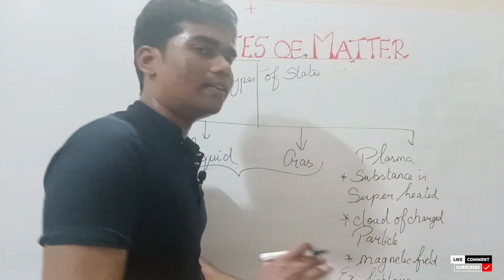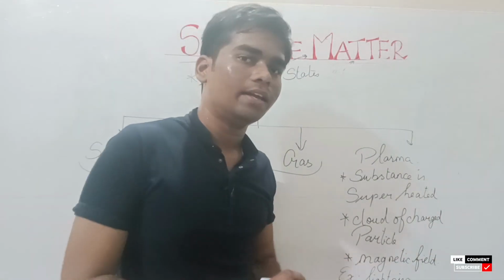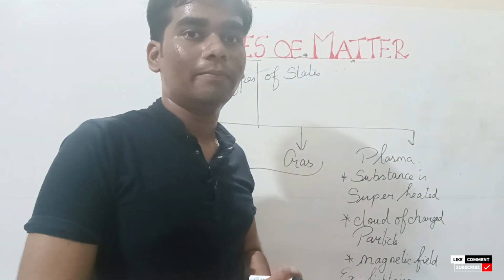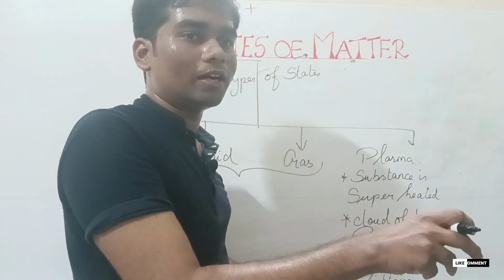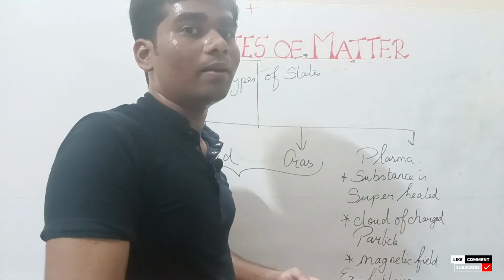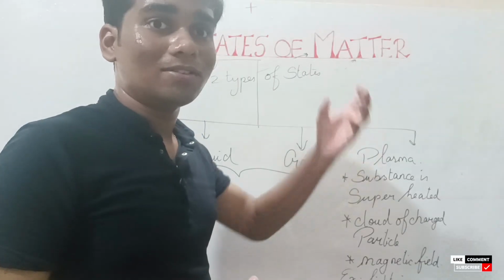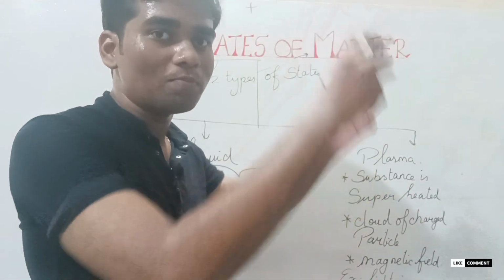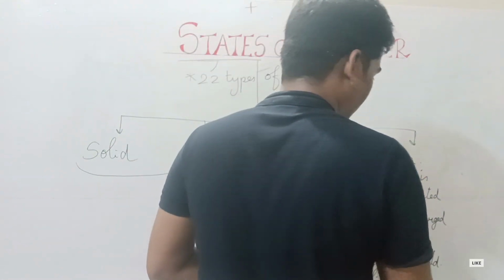During the rainy season, you can see lightning. It is a type of plasma, because lightning creates high heat. Due to that, the atmospheric particles become a cloud of charged particles, because those substances are being superheated. So it forms a plasma. So the best example for plasma is lightning.